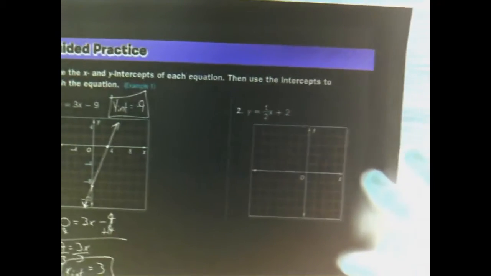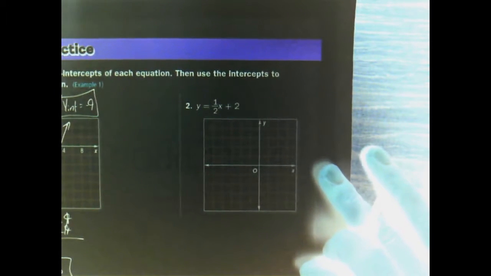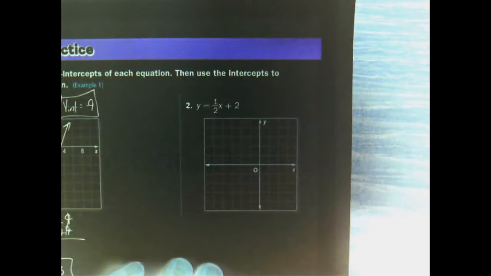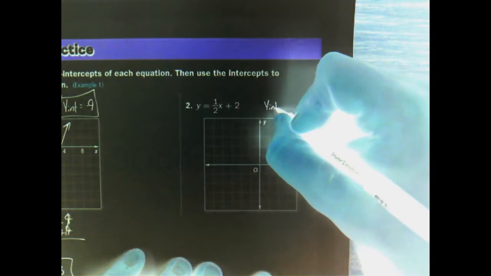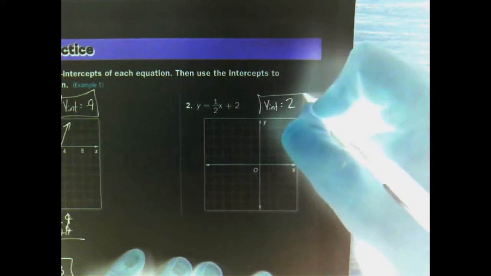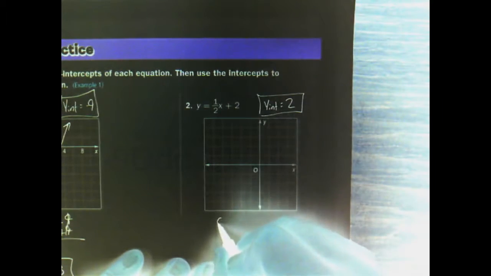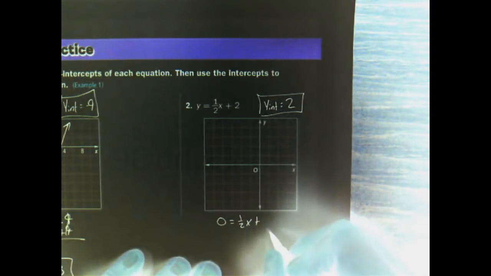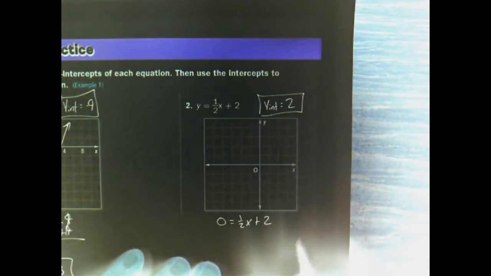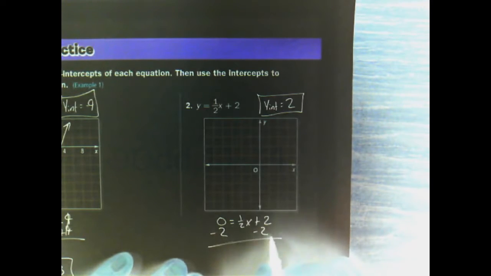So then for problem number 2, works almost exactly the same way. Y-intercept, since it's written in slope-intercept form, is 2. My x-intercept, in order to find that, I plug 0 in for y, and I get 0 equals 1/2 x plus 2, minus 2, minus 2. So -2 equals 1/2 x.